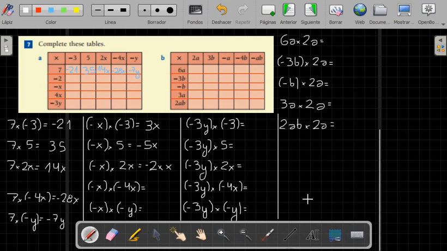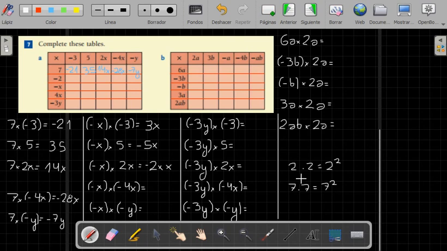Let's remember that, for instance, 2 times 2 is the same as saying 2 squared. Or 7 times 7, it's the same as saying 7 squared. 7 por 7 es lo mismo que decir 7 al cuadrado.